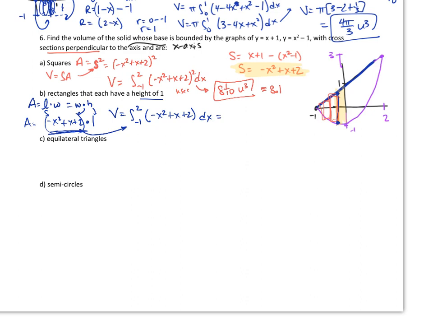You can do this one by hand if you want, and this will be negative 1/3 x cubed plus 1/2 x squared plus 2x on the interval from negative 1 to 2, and when all is said and done, you will get a volume of 4.5 cubic units. All right, moving on to the next one.